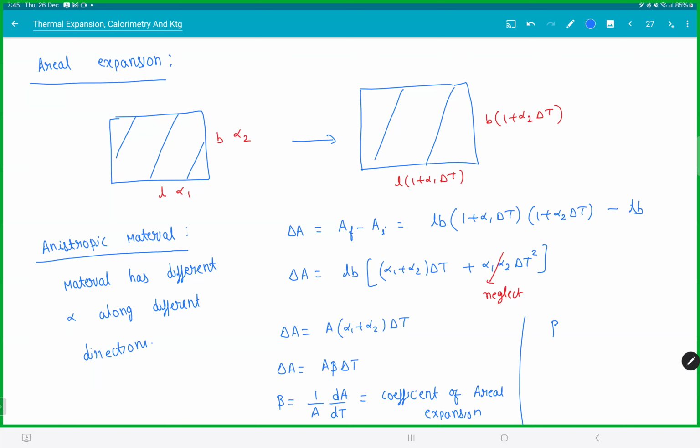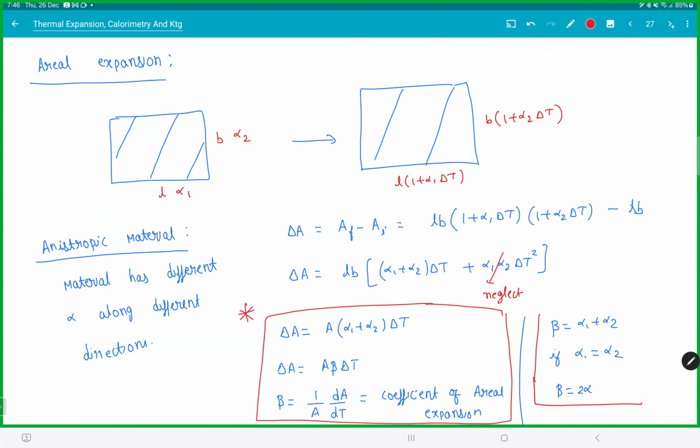And you can see here beta's value is given by alpha 1 plus alpha 2. If the material is isotropic, if alpha 1 is equal to alpha 2, then beta becomes equal to 2 alpha, where alpha is the coefficient of linear expansion. There's not much. It is just like length. This is just for area. So if someone tells you the area of a sheet is 2 meters square, find the change in area, you just use this.